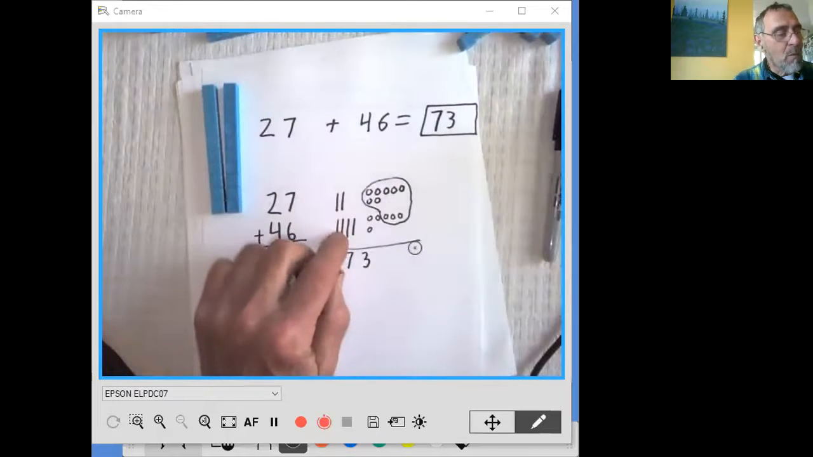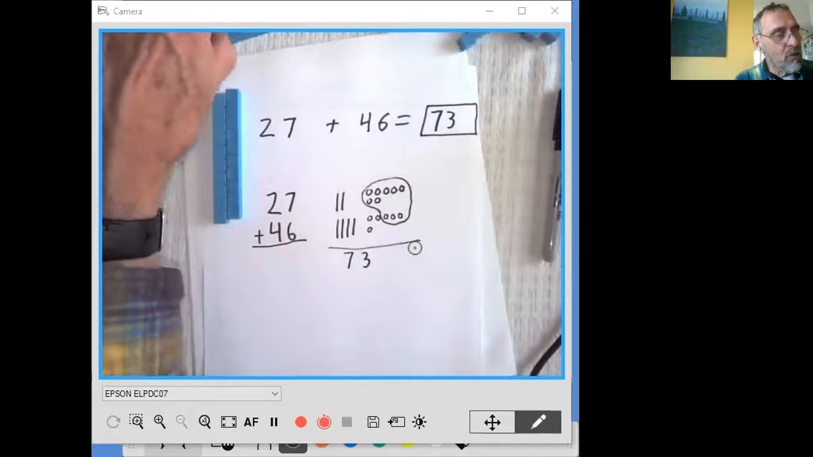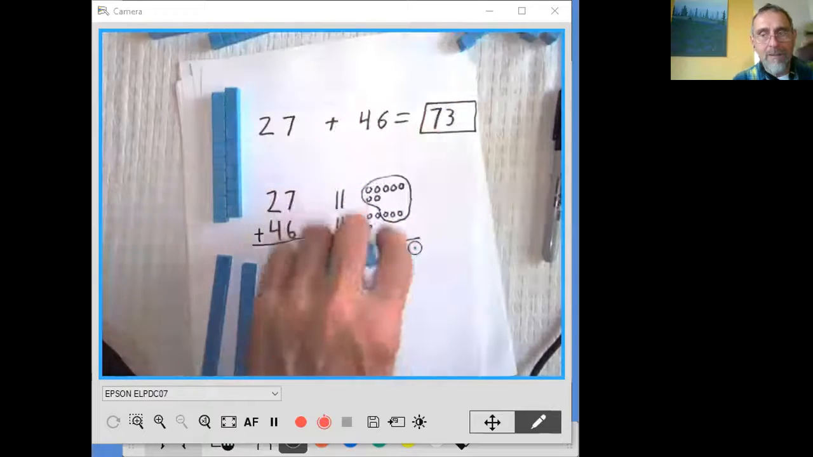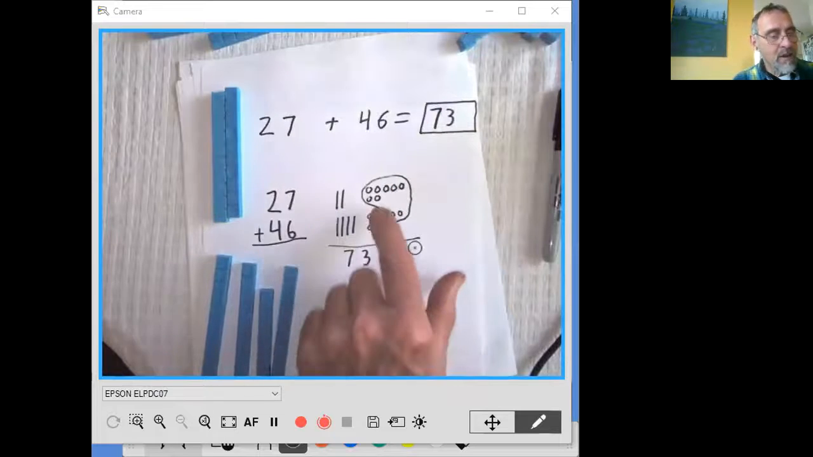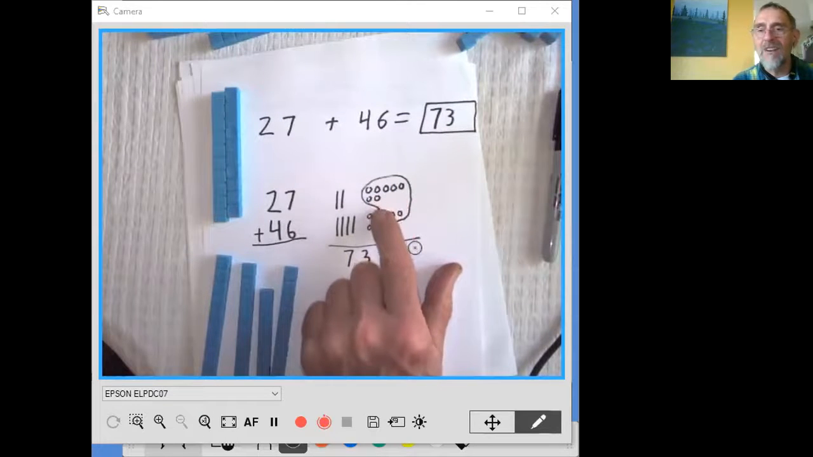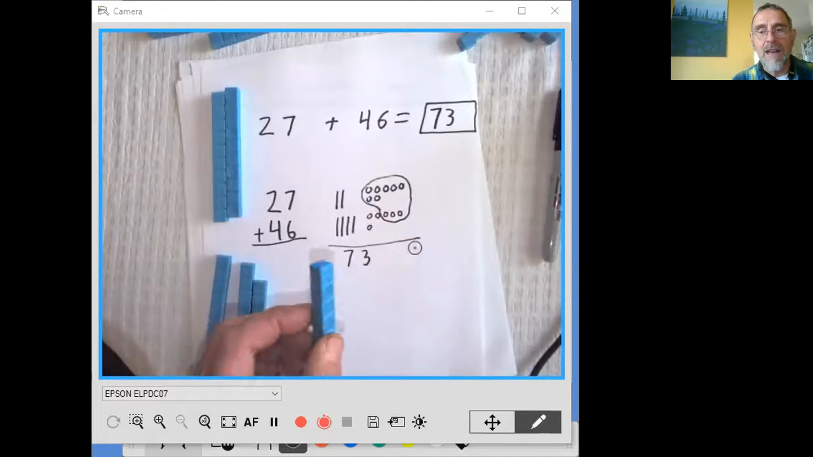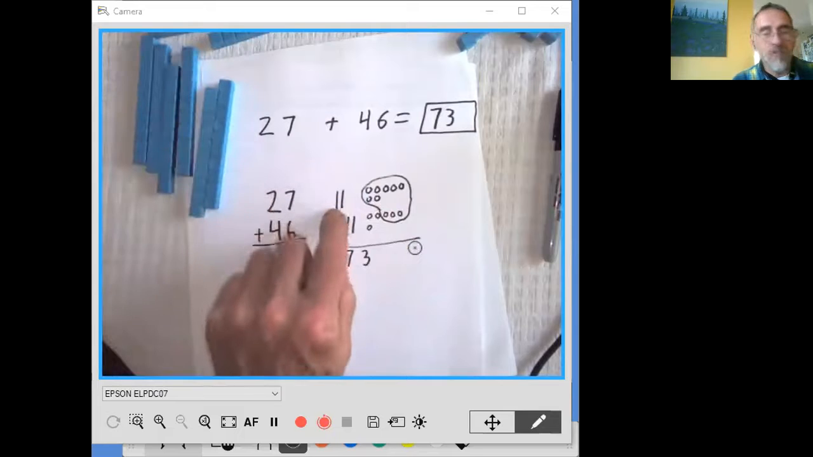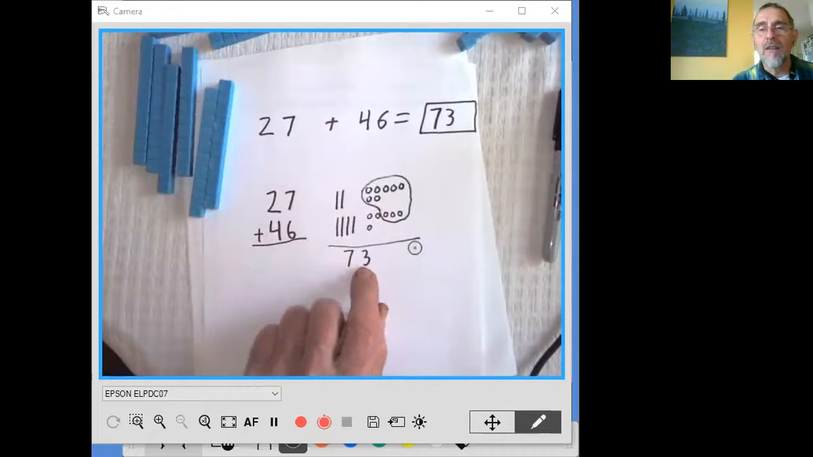So by drawing this model, I was really doing exactly the same thing I was doing with my 10 sticks and my 1s, except I drew them instead. But instead of drawing squares, I drew circles because they're easier to draw. And instead of drawing these complicated 10 sticks with all the little squares, I'm just representing them as lines. You got your number. Your answer is 73.